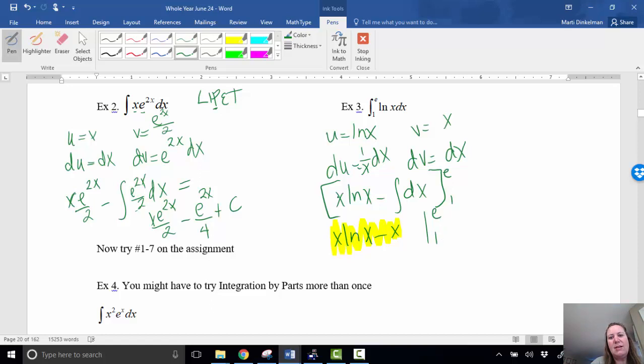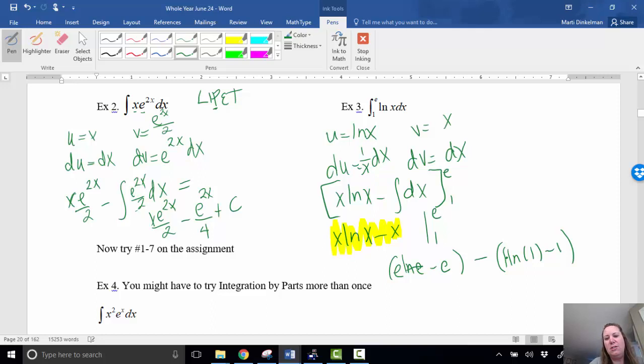So again, this x ln x, I know it doesn't really feel like I took an antiderivative to get that, but we know that the form works out. So we're going to make sure we plug e and 1 into everything here. If we plug in an e, we're going to get e ln of e minus e, and then minus, 1 ln of 1 minus 1. Okay, so ln of e is 1.